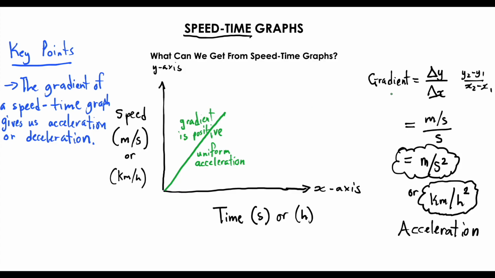If the gradient represents acceleration and the gradient is positive when it's going up, we know that a positive gradient means that we are accelerating. So in this case we are actually accelerating. Now another condition is we can have a flat straight line here. At this point, what's happening to the speed? The speed is constant. So we have constant speed in this instance here, and if we have constant speed, that means we are not accelerating.